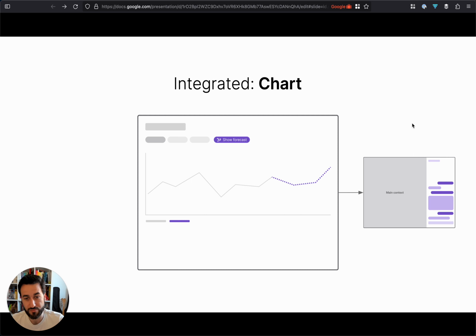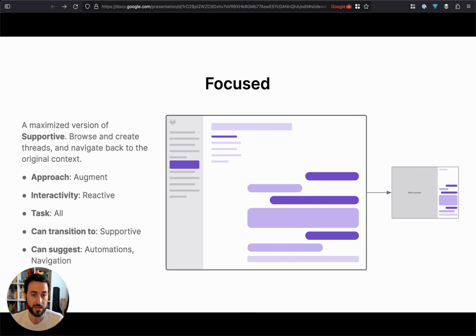And so we've seen supportive mode, and we've just seen some examples for integrated. What about focused? Focused is something that we're still not sure if it will be developed or not, or exactly how it would look, but this is an example of how it could be. So a specific entry in the navigation for focused that lists all of the previous threads and interactions that the user has had with AI. And it's almost like a maximized version of what we've seen with supportive. And it allows you to browse and navigate and create threads.